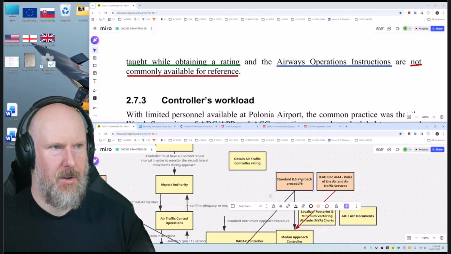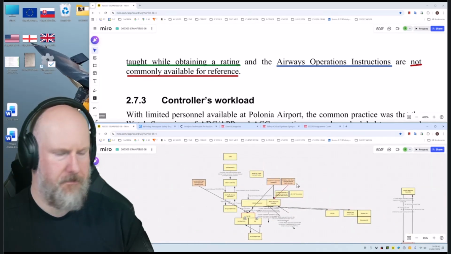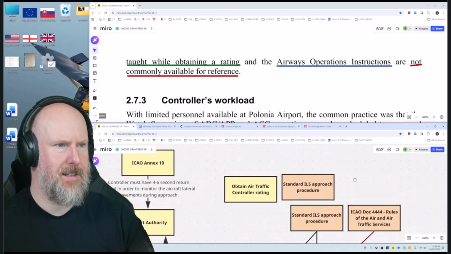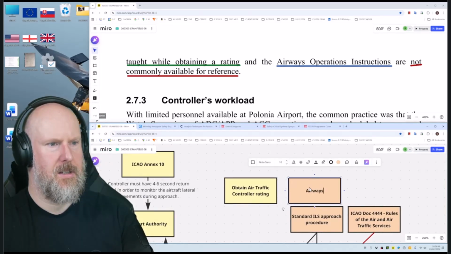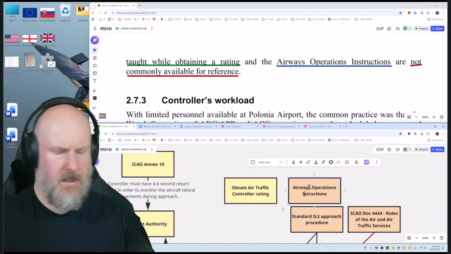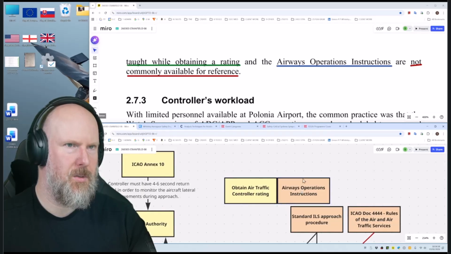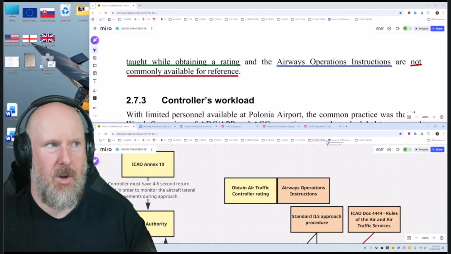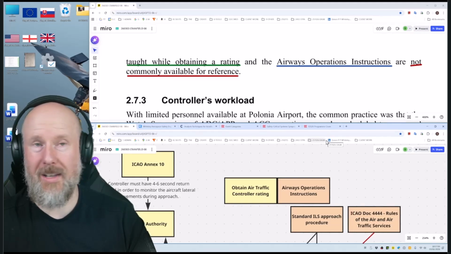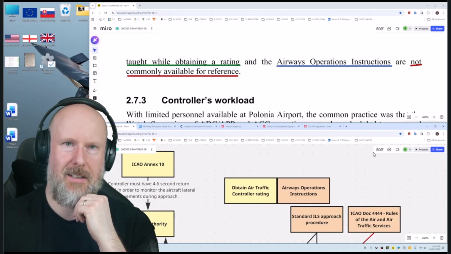There are some things called airways operating instructions. Fantastic. Okay, so airways operations instructions. We don't really know much about that, but if they are important and they're not commonly available for reference, why is that? Who controls them? That's always the question when we're doing a STAMP-based analysis.